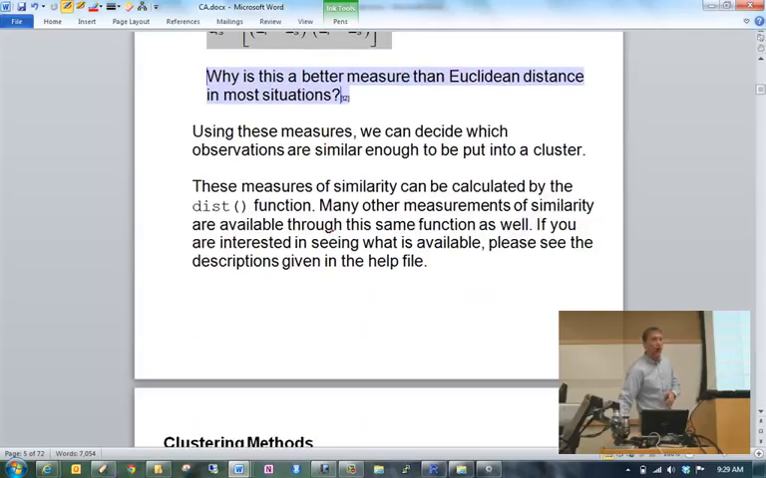If you do want to find all distances between two observations, there's a nice little function in R called dist that you will see us use.